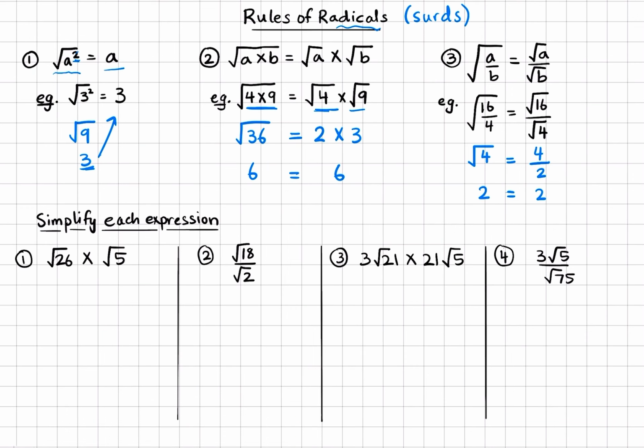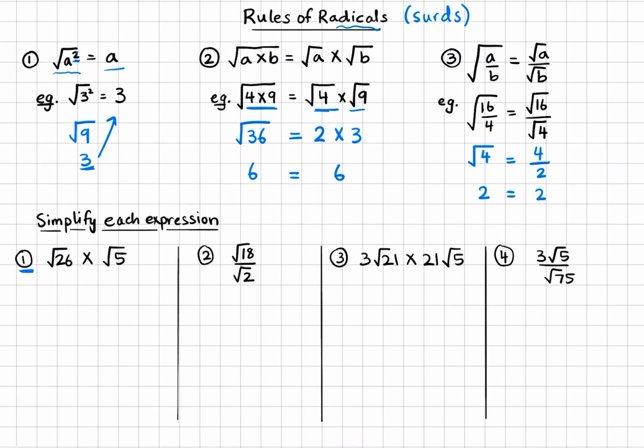Alright, we'll start with the simplest one, and then I'm making it a little more challenging every time to show you how we can actually use the rules. Alright, so the first says the square root of 26 multiplied by the square root of 5. Now, both are irrational numbers. They don't have rational square roots.